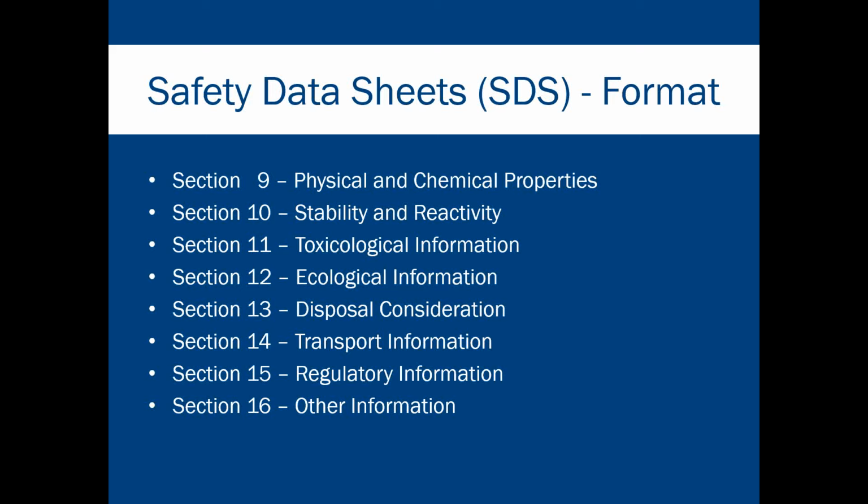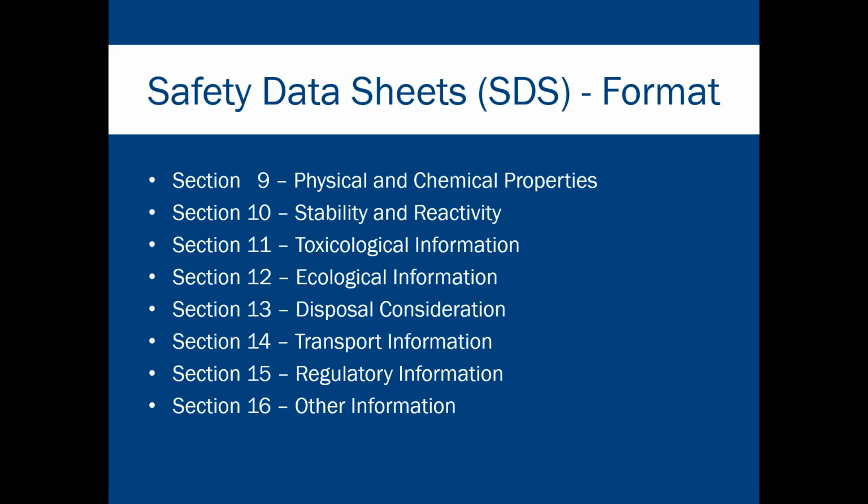Section 12, ecological information. And this is how the chemical has affected the environment. Some chemicals may have information on tests completed, others may not. Section 13, disposal considerations. So when this chemical becomes a waste, they're going to have recommendations on how you should properly dispose of it in Section 13.